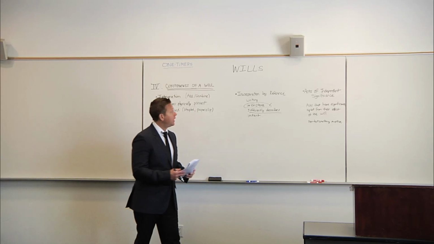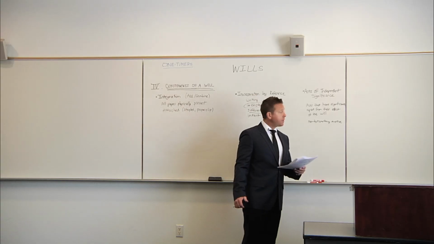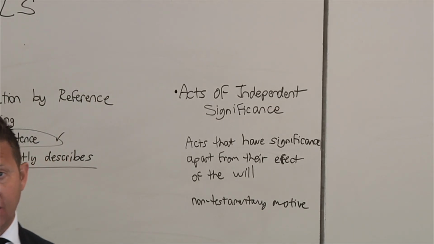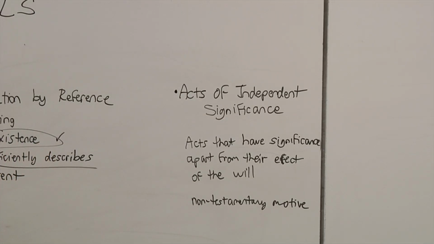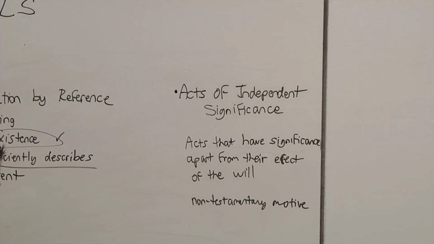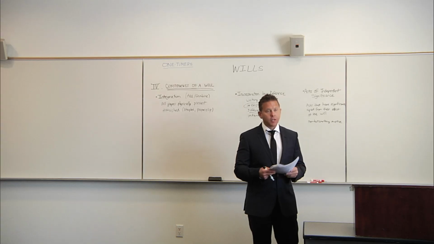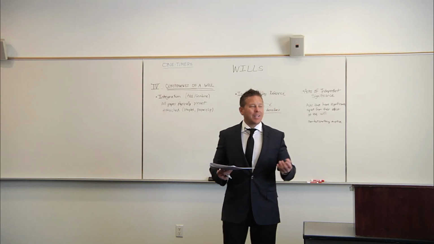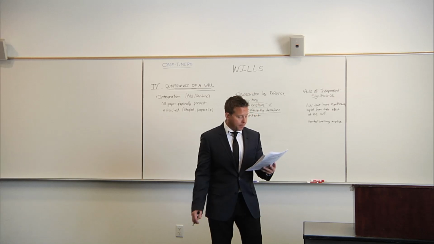It's that simple. And finally, the more difficult of the three, if you will, acts of independent significance, which is actually the least heavily tested of the three. A will may dispose of property by reference to acts that have significance apart from their effect upon the dispositions made in the will. And the act must be done for primarily non-testamentary motives. Now, that doesn't really make a lot of sense, and I agree. So let's take a look at an example.